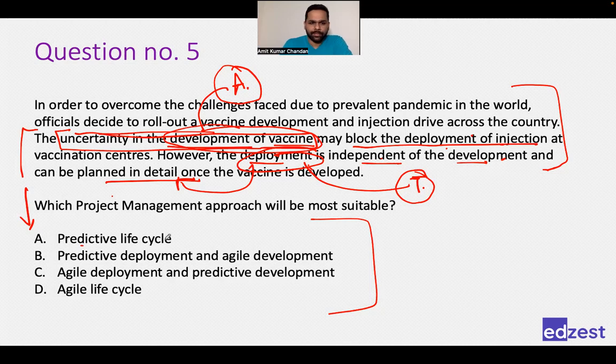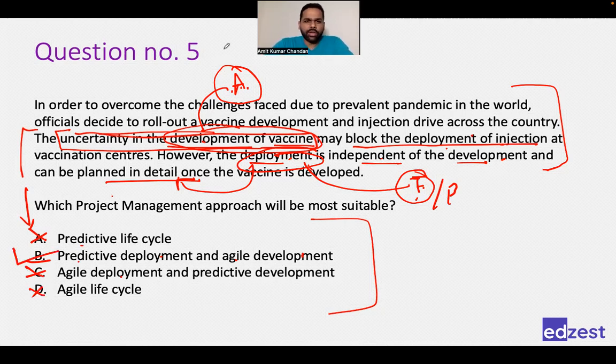Predictive life cycle: definitely not, because we have to be both agile and traditional. Predictive deployment and agile development: agile development, predictive deployment looks like a correct choice. This is what we identified. Agile deployment: no, deployment should be predictive. Agile lifecycle: no, it has to be hybrid because it talks about both of them.